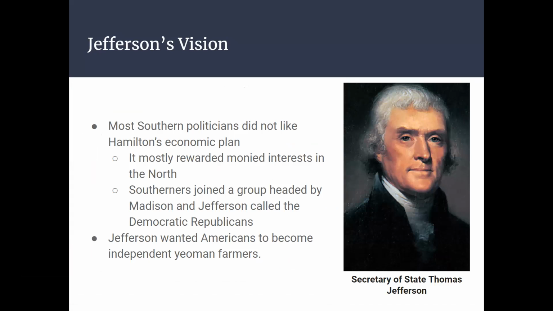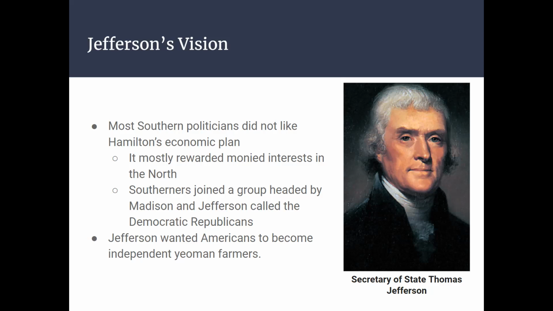Most Southern politicians do not like this plan. They thought that it is only helping business owners in the North, and so Southerners, led by Madison and Jefferson, lead a new group called the Democratic Republicans. If Jefferson had his way, he would want all Americans to become independent, what he calls yeoman farmers. Basically that means a small farmer who has his own land and over time gains more land, has bigger farms, because he believes that's the simplest and purest way to live.